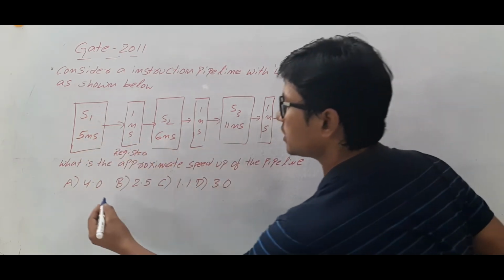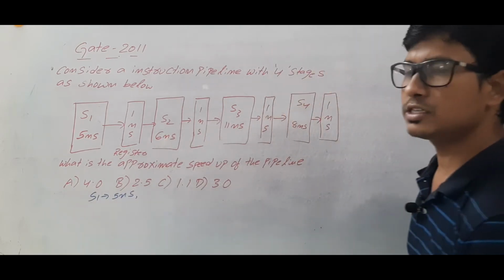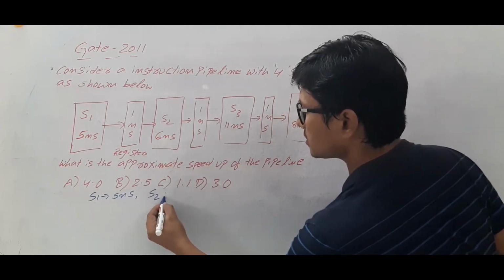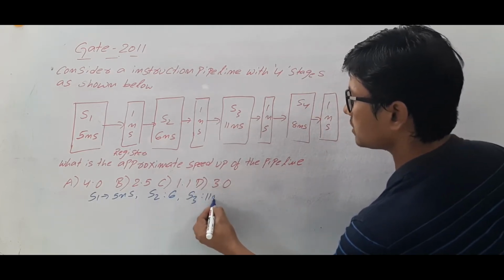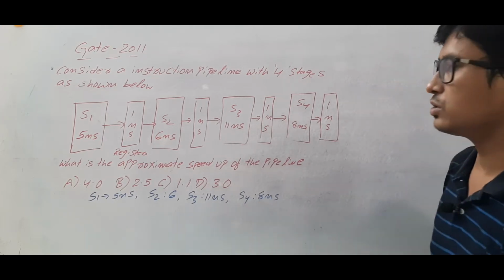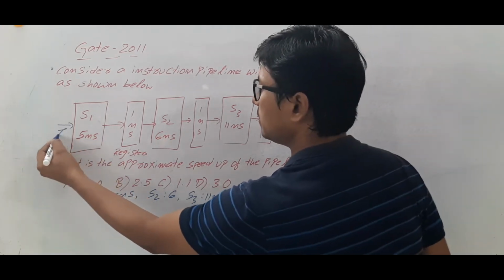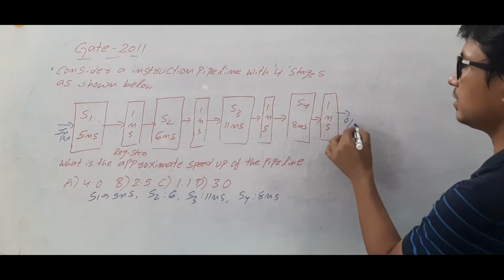What is the delay of stage 1? Stage 1 delay is 5 nanoseconds. Stage 2 delay is 6 nanoseconds. Stage 3 delay is 11 nanoseconds. And stage 4 is taking 8 nanoseconds. So you have the input here and you are getting the output here.